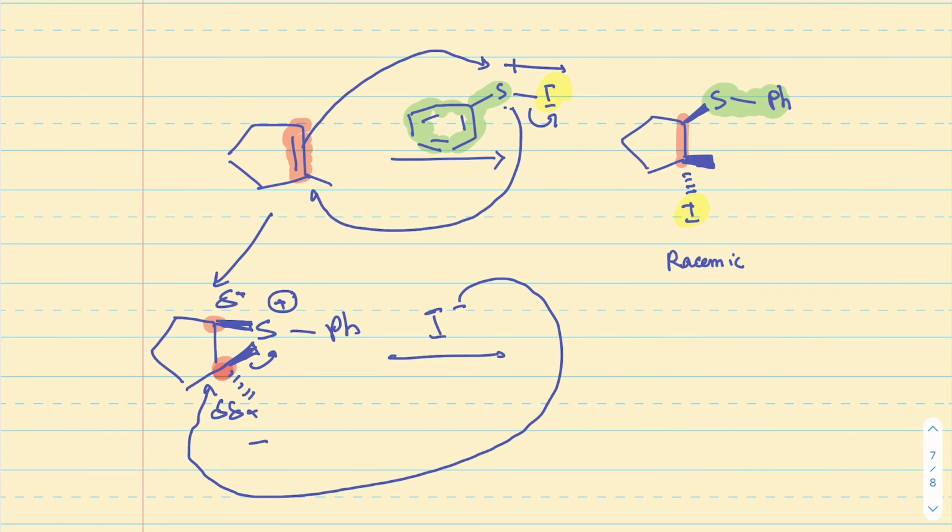And also it is noteworthy that this intermediate is formed in a racemic fashion, meaning that the three-membered ring could form from either face of the molecule, and that means that at the end of the day, the product that I'm going to get is also going to be racemic, and iodide is going to be on the opposite side as the S-phenyl.